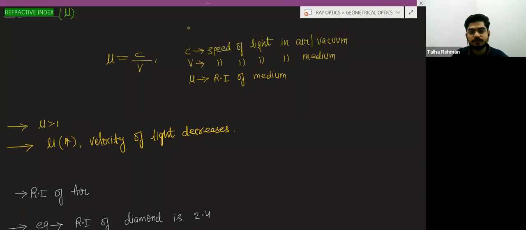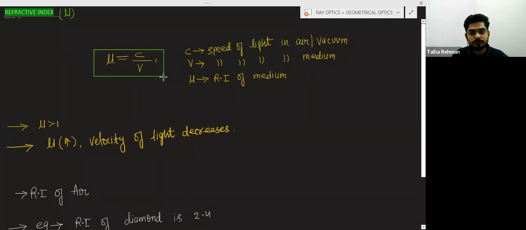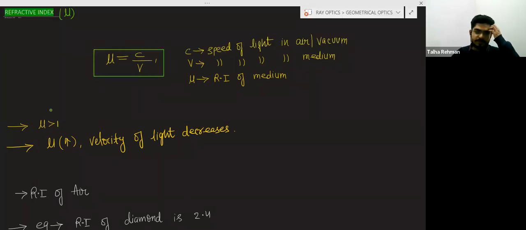So this formula, okay. And refractive index is always greater than 1. Why? Because speed of light in air is maximum. Speed of light in air is maximum compared to any other medium. That is 3 into 10 to the power 8 meter per second. C is known as the speed of light in air, 3 into 10 to the power 8 meter per second.